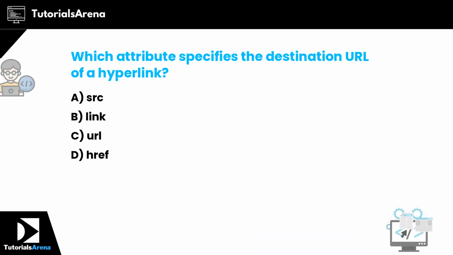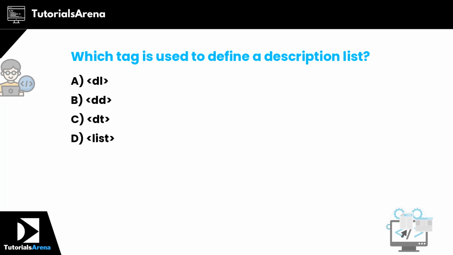Which attribute specifies the destination URL of a hyperlink? The correct answer is option D, href. Which tag is used to define a description list? The correct answer is option A, DL.